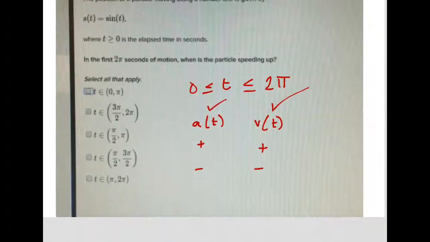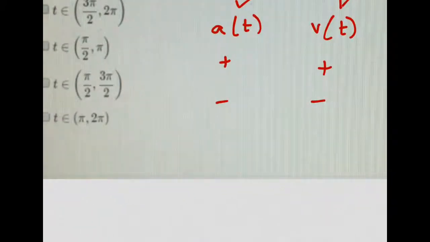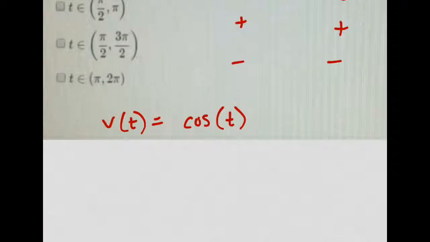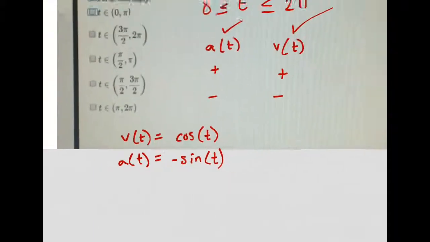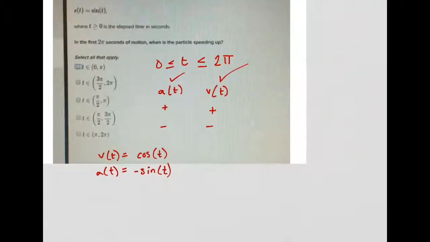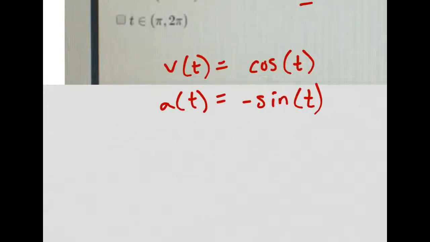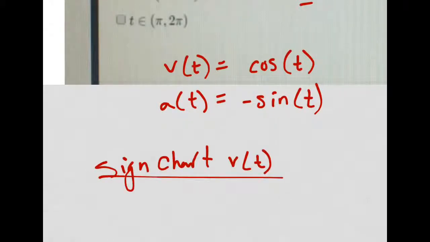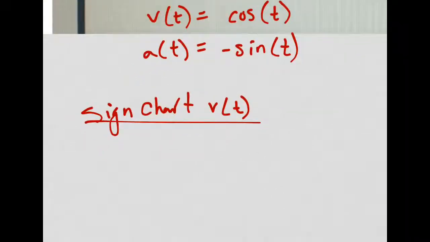Let's take the derivative of sine, which will be the velocity, and that's just cosine of t. The derivative of velocity is acceleration, and that's negative sine of t. And then I'm going to do a sign chart for v of t. And that means I'll have to set v of t equal to 0. So cosine of t equals 0.